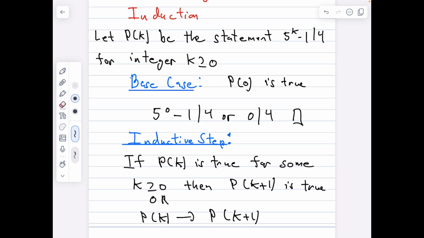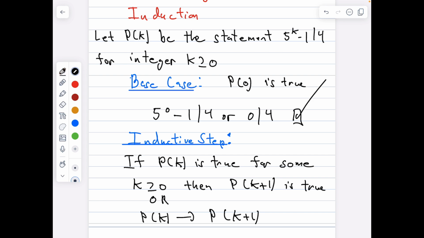So what I'm going to do is plug 0 into my statement. P(0): 5^0 − 1 is divisible by 4. Well, 5^0 is 1. 1 minus 1 is 0. So is 0 divisible by 4? Yes, it is. So check mark on that.